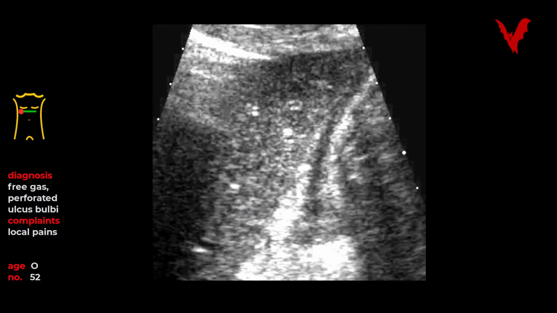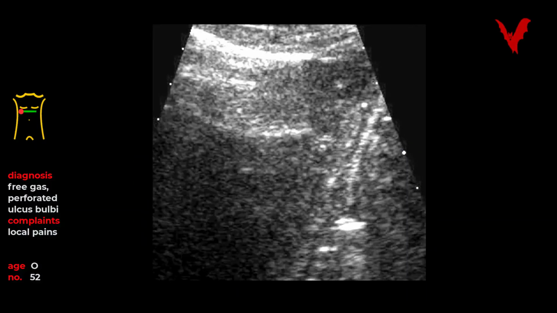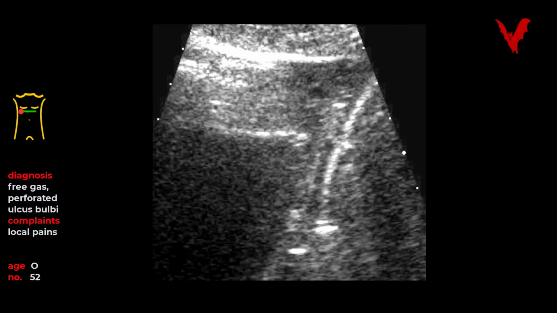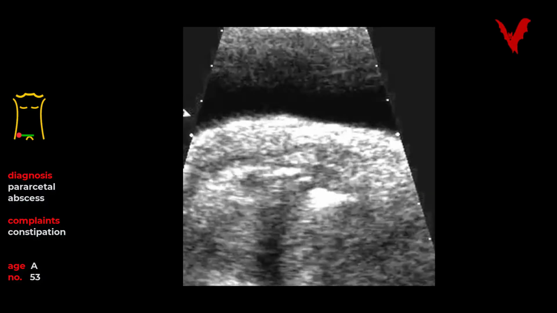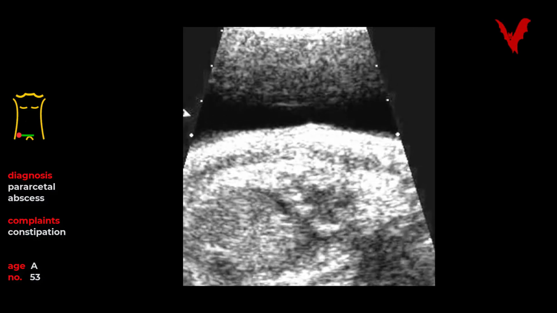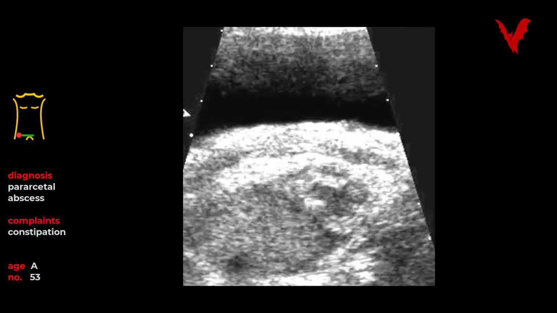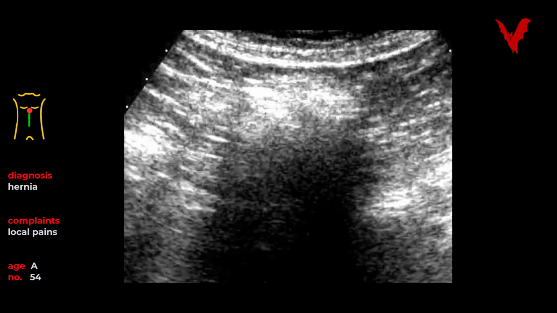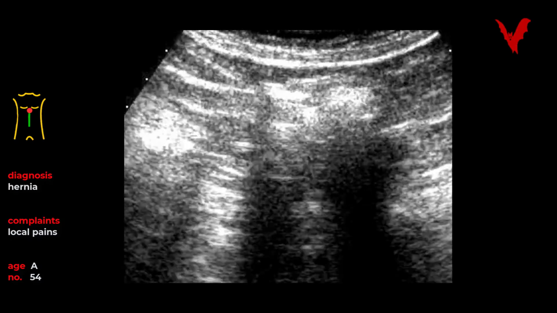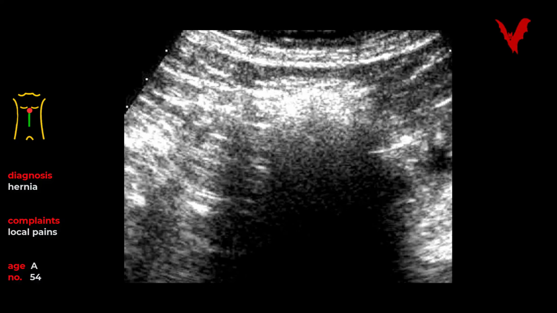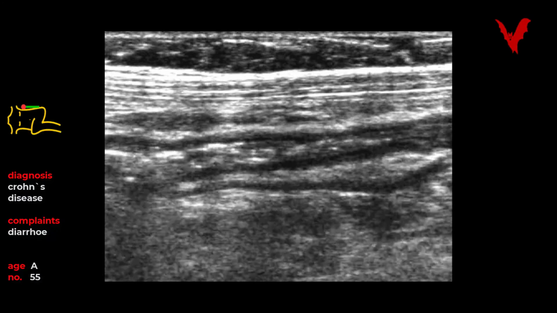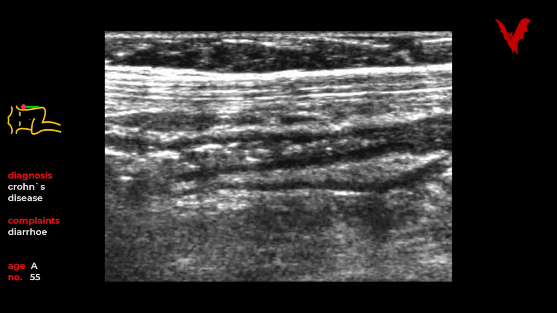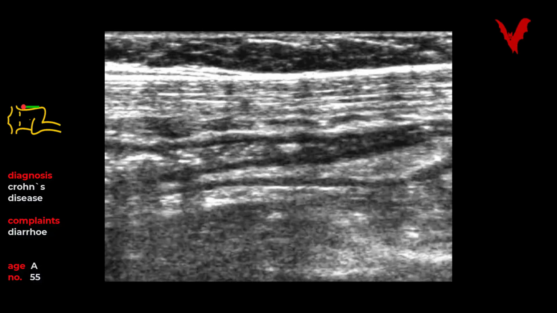This case in here in figure 52 is repeated on purpose to better show the free gas in the arrow region. A paraproctical abscess in a severe Crohn's disease. A herniation in a rather fat individuum is shown here in case figure 54. A long-standing Crohn's disease is in here in case figure 55.